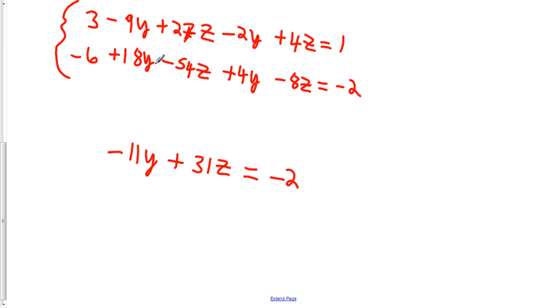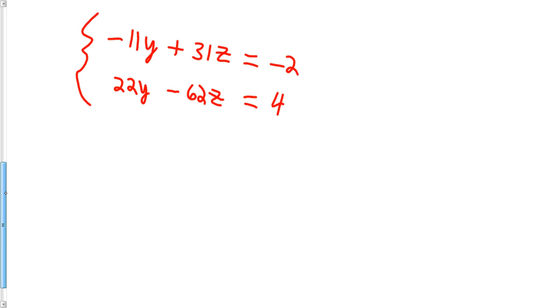Down here, I'm going to combine like terms too. I have here an 18y and a plus 4y, which will give me a 22y. I have a negative 54z and a negative 8z, which is going to be negative 62z. And then when I add my 6 to both sides, this cancels and I get negative 2 plus 6, which is positive 4. So now I get this as my cleaned up system with 2 equations and 2 unknowns.